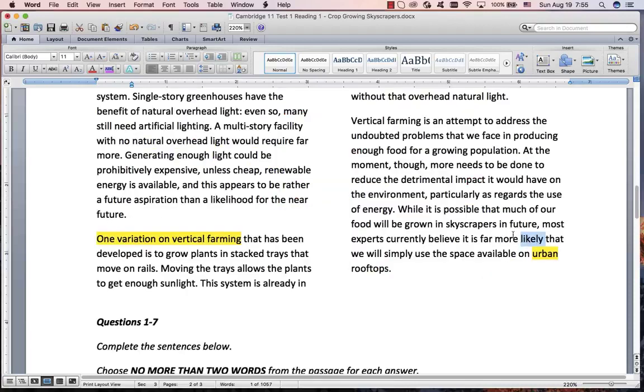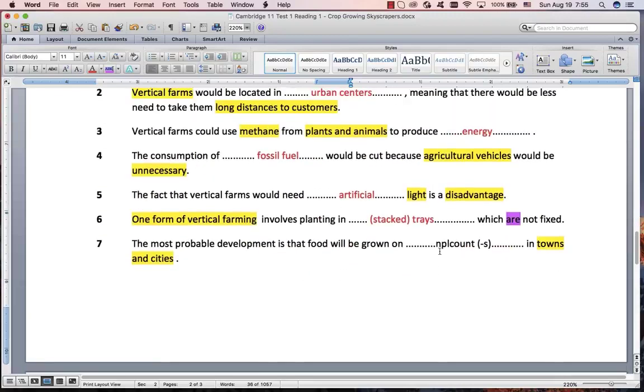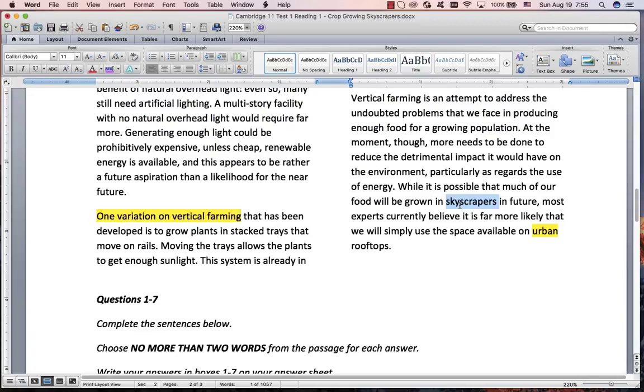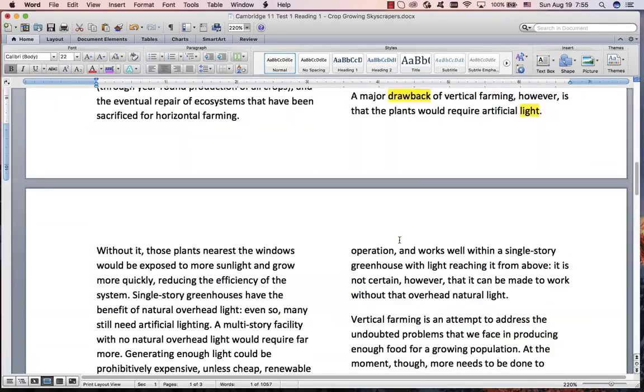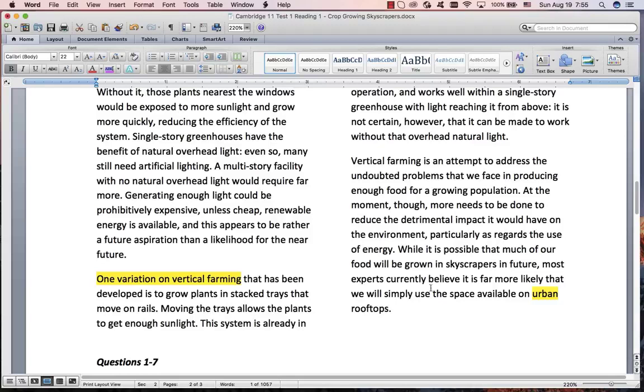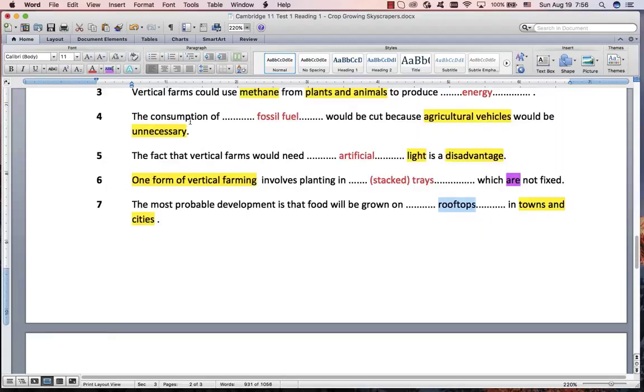Probable is there. That helps us to know that we're in this sentence. Anyway, we're looking for a plural countable noun. Maybe on will help us. Plural countable noun, skyscrapers. But skyscrapers is in the title. They won't choose that as the answer. Plural countable noun, only there. On urban rooftops, on rooftops in towns and cities.